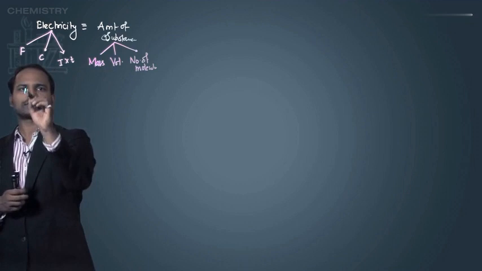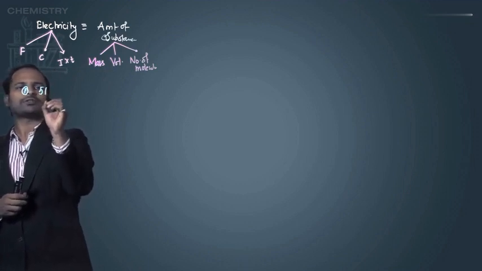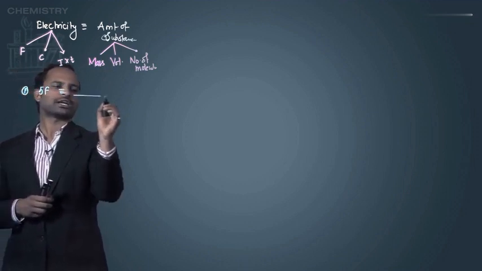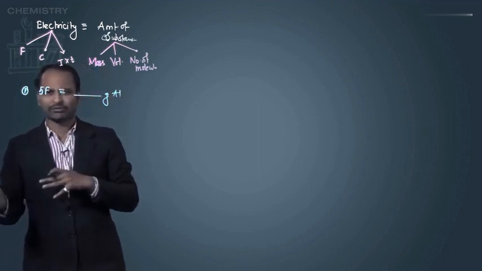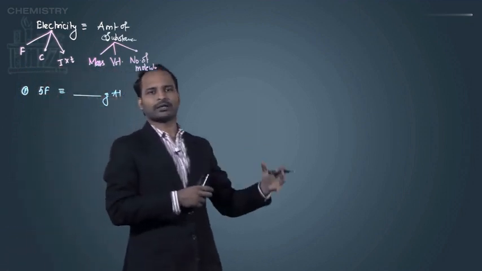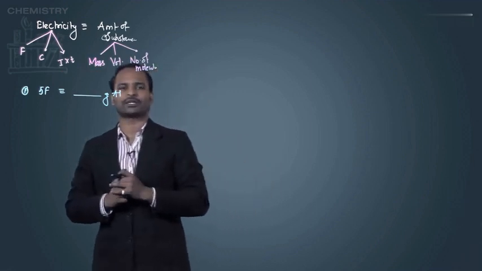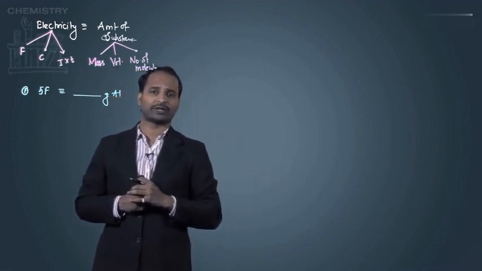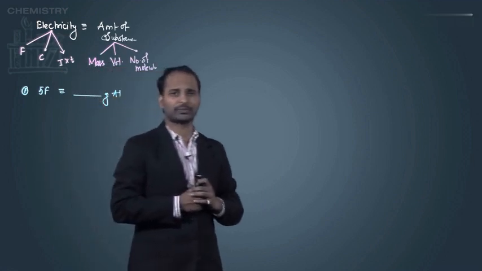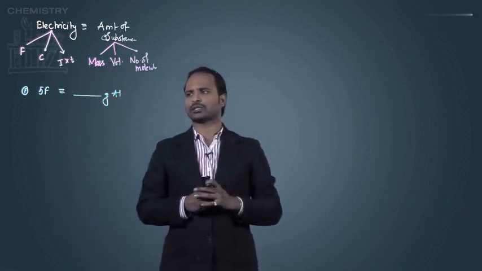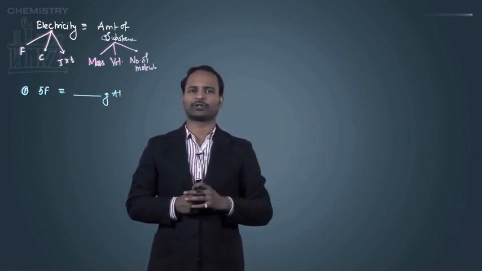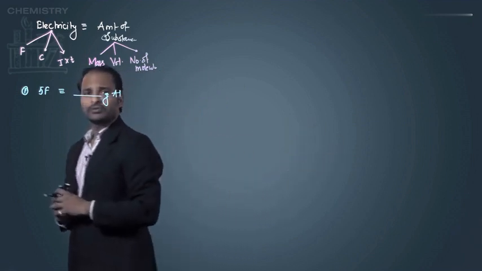The question is: if I am passing 5 Faraday of electricity, then how many grams of aluminium will deposit? It will be written in a proper manner, but the thing is the same. I can say that 1 Faraday will be equivalent to its equivalent mass, then 5 Faraday will be equal to 5 into equivalent mass. Or I can use the mole concept.